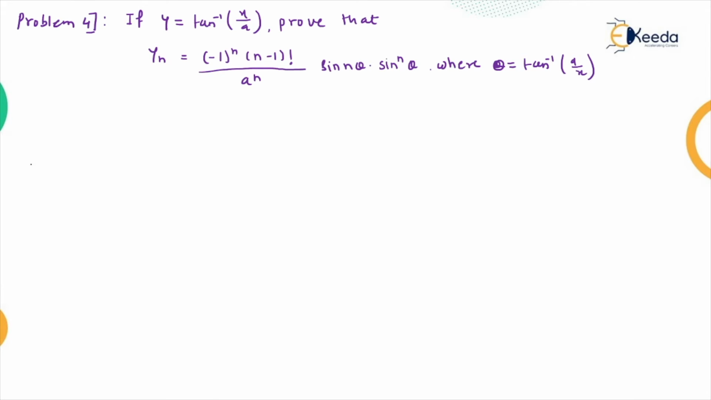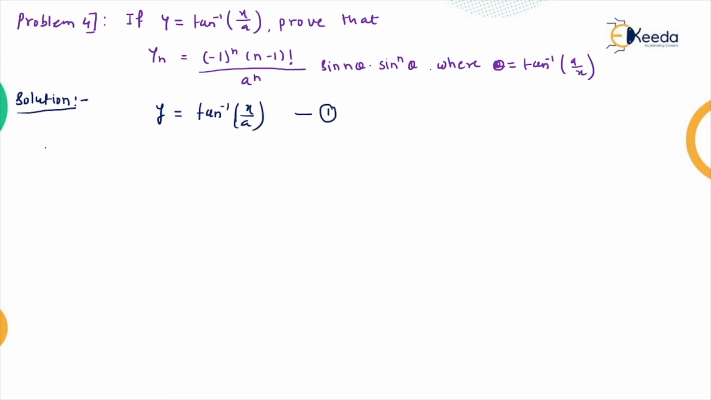We have to solve this problem. So let me start. What is the solution, guys? Let's see. Let y is equal to tan inverse of x divided by a. We have to observe this: y is tan inverse of x by a. For reference we call this equation number 1.